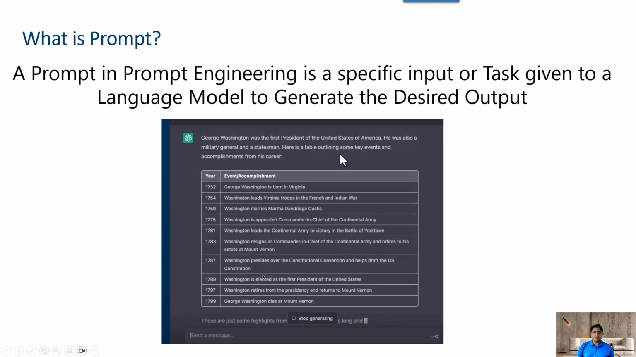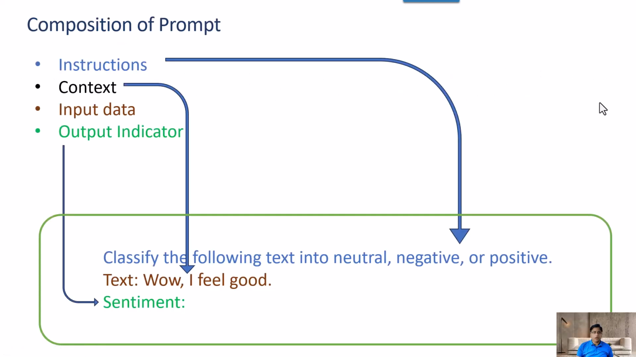So now let's understand what is prompt. In prompt engineering, prompt is where you are giving a specific input or a task to a language model, and then the language model generates a desired output or a desired outcome. Like in this example, you are asking about George Washington and it is giving you the answer about George Washington. So this is called a prompt, and the next concept is composition of a prompt.